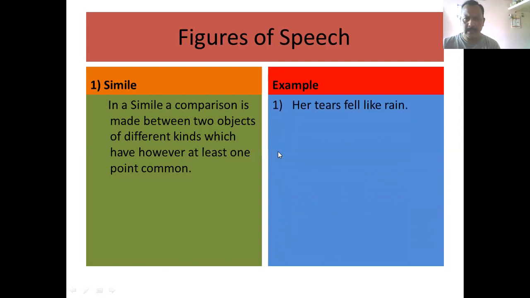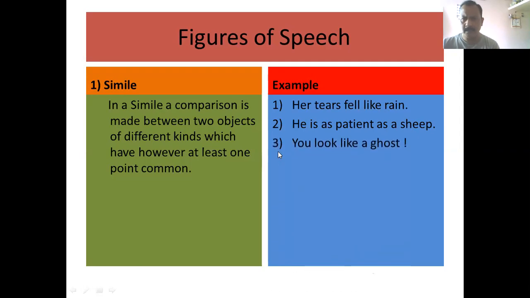Her tears fell like rain. Here tears and rain are compared, and like is showing the comparison between these two. So it is a simile. In the second example, he is as patient as a sheep. Here sheep and he are compared, and the common quality, that is being patient, is shown in this example, and here as is used to show the comparison.